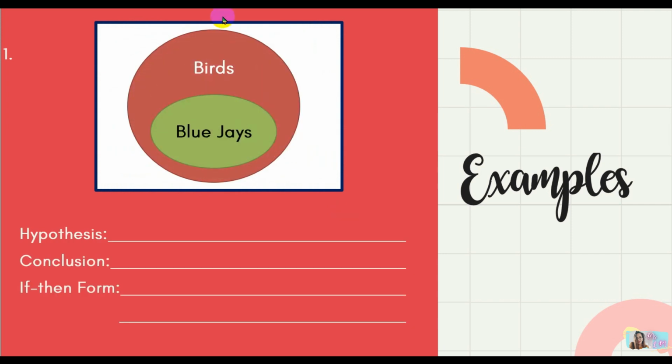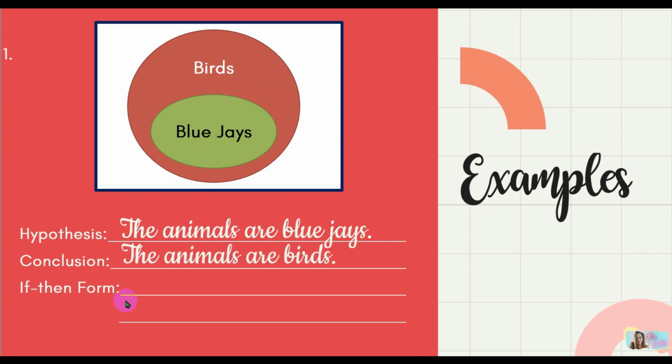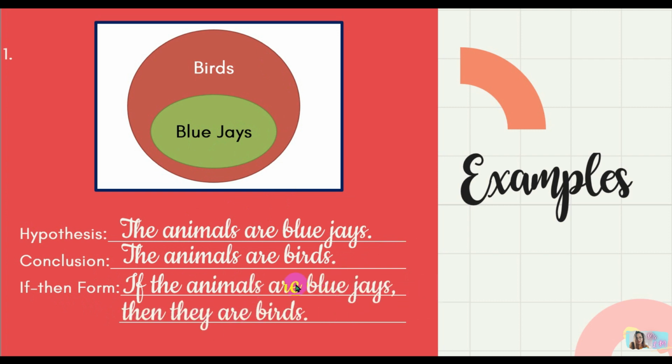So, let's have this example. From this Venn diagram, what is inside, the inner oval, is the blue jays. And the outer oval has the birds. So, inner oval, hypothesis, that will be the animals are blue jays. Then, for the conclusion, the animals are birds. Now, how are we going to form the if-then form? So, if the animals are blue jays, then they are birds. Animals is plural, so we have to use they. Again, inner oval, hypothesis, outer oval, conclusion. That is why this is the if-then form we formed. If the animals are blue jays, then they are birds.